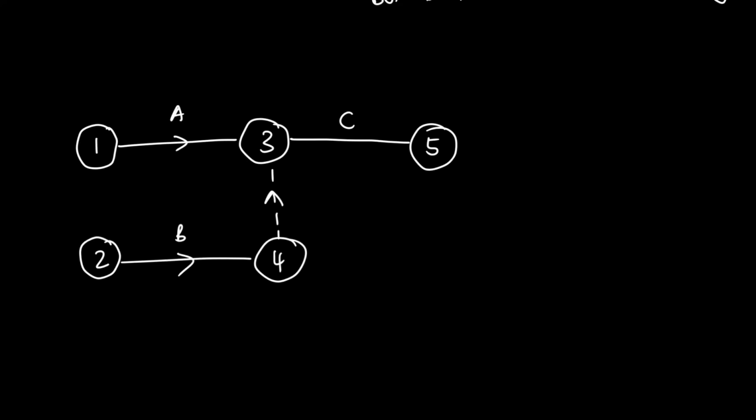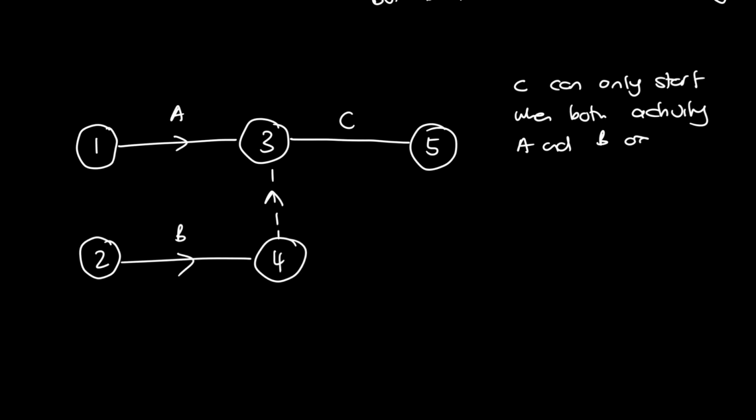I know we said that we should only start from one node, so pretend this is just a snippet from a network at the moment. So there are other things taking place somewhere. And we're just looking at this piece of information. So what is happening is that C can only start when both activity A and B are finished.